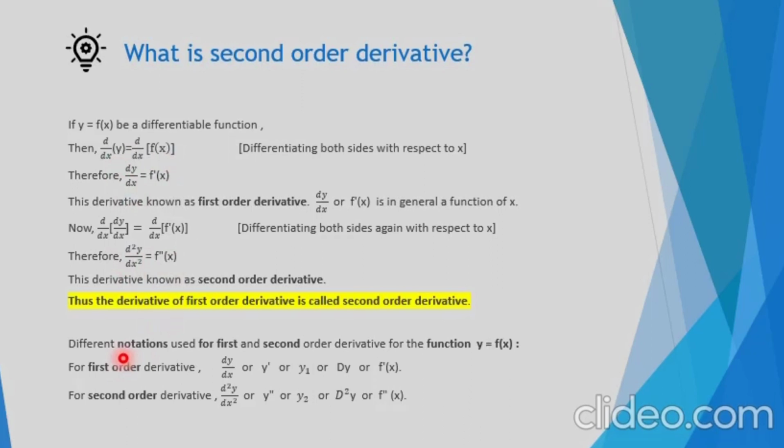Here we mention some notations for first and second order derivatives of the function y equal to f(x). For the first order derivative, we represent it by dy/dx, or other notations are y', y1, or f'(x). For the second order derivative, the corresponding notations are: for dy/dx in the first order, it will be d²y/dx². If it is y' for the first order derivative, then it will be y'' in the second order derivative, and so on: y2, f''(x), etc.